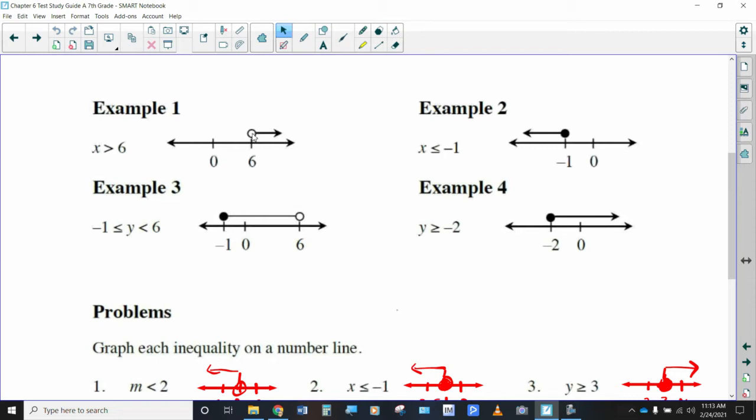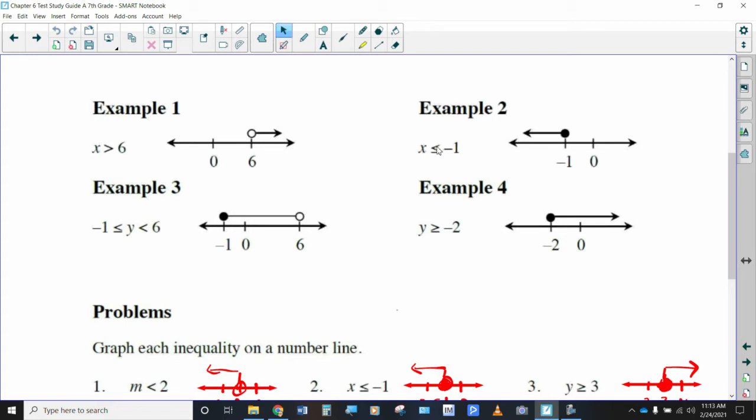That's our boundary number, but we're not going to shade in the 6 simply because it says x has to be greater than 6 to be a solution. It can't be equal to. If it had the equal to sign underneath there, we would include our boundary number as a part of our solution by shading the boundary number in.